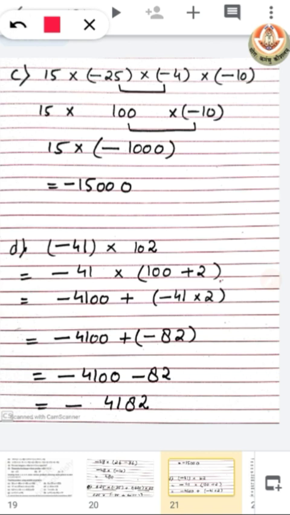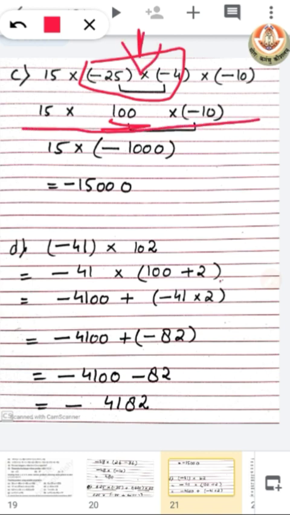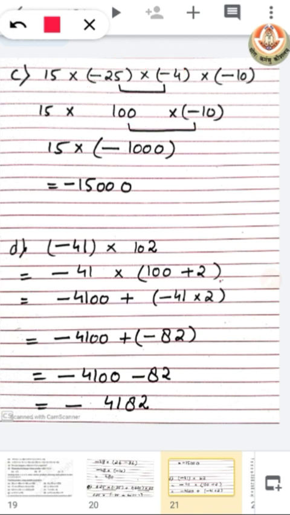By multiplying those we get an integer made of 1 and 0 only. So when we multiply 25 with 4 we get 100. So we did this first. Now the equation will be 15 multiply 100 into minus 10. Now when we multiply minus 10 with 100 we get minus 1000. Now it will be easier to multiply minus 1000 with 15, which will be minus 15,000.